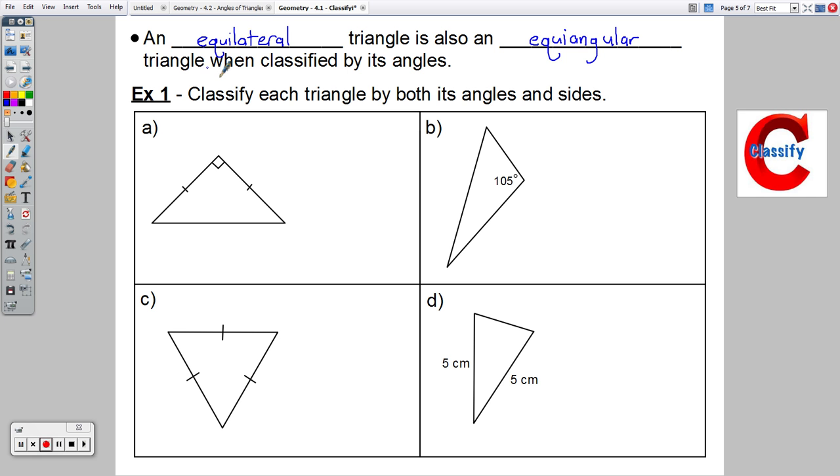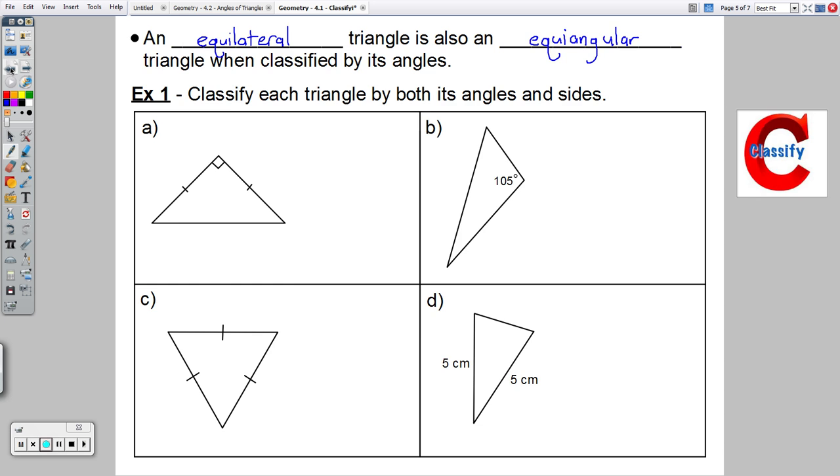And this is something we'll learn more about later, but something that's both equilateral and equiangular is actually called a regular polygon. So a regular triangle is an equilateral triangle. So example 1, classify each triangle by both its angles and sides.